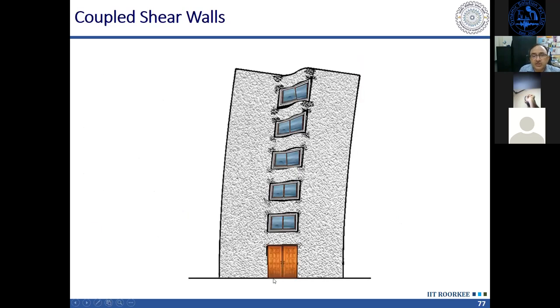Now, in case of coupled shear walls, when the shear wall is deforming, we get a very peculiar situation. So this shear wall is deforming like this.